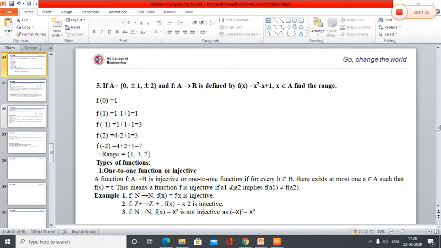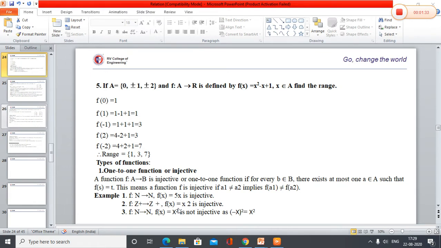For example, I'll take this example. Suppose f is a function from N to N, where N is the set of natural numbers, and my function is 5x. If I take the x value as 1, then f(1) will be 5 into 1. Now if I take f(2), it will be 5 into 2. So 1 has only one image. The image of 1 is 5, and the image of 2 is 10.